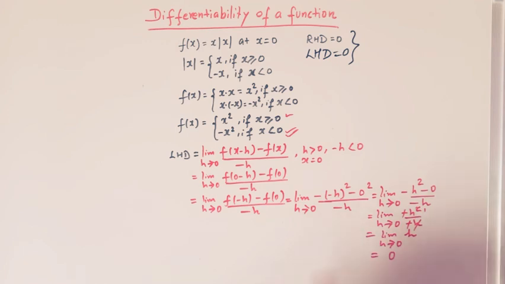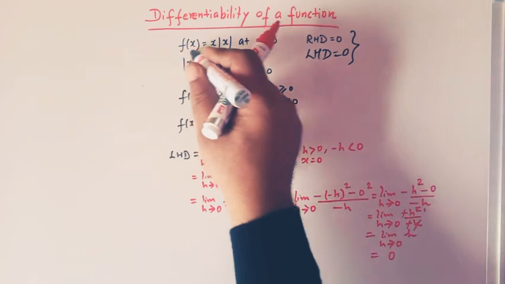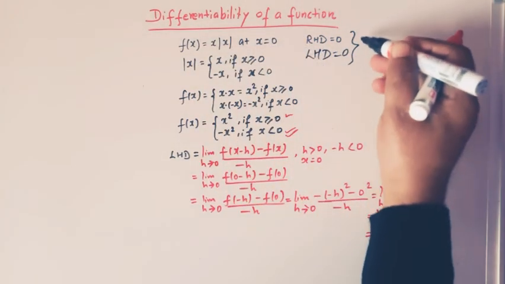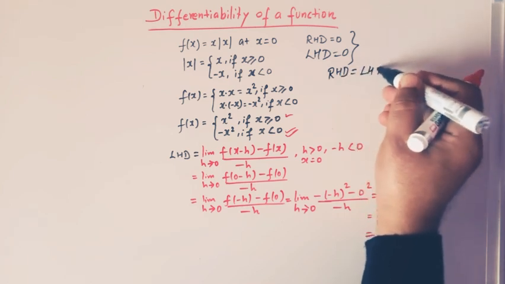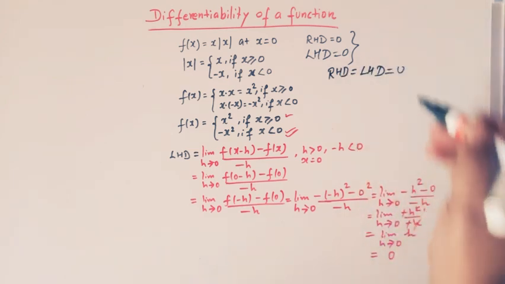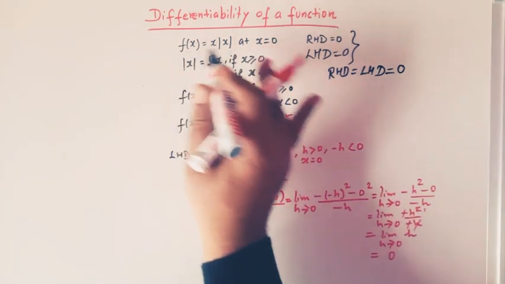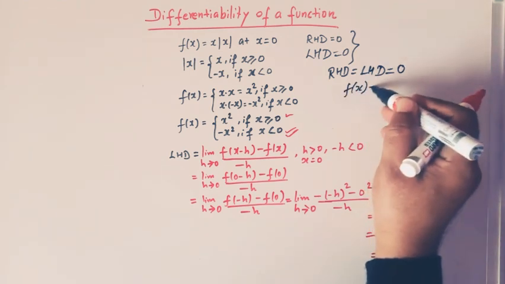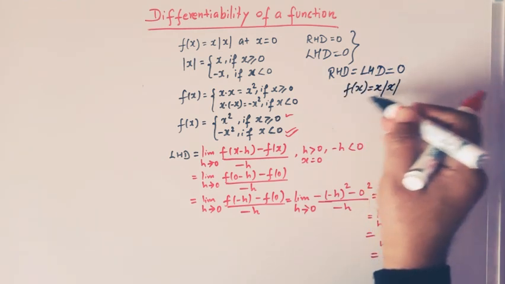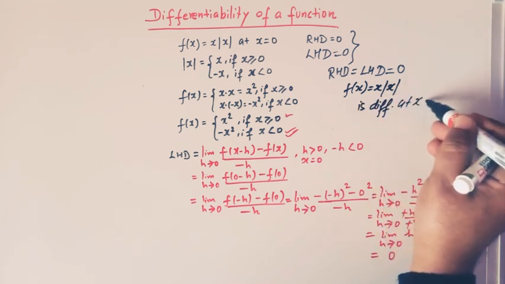So viewers, here we have seen that the right hand derivative and left hand derivative of this function at x equal to 0 are both equal to 0, and from this result we conclude that the function f of x, that is the product of x and mod x, is differentiable at x is equal to 0.